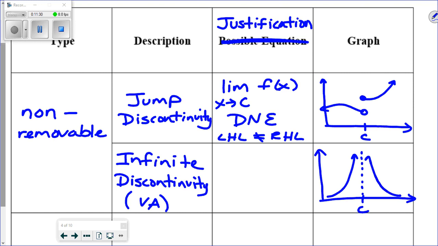All right, so an infinite discontinuity is essentially a vertical asymptote in the graph, okay? So maybe your graph might look something like this. Again, if you were going through your 3 tests of continuity, you would get to number 2, and you would find that the limit as x approaches c of f of x does not exist.